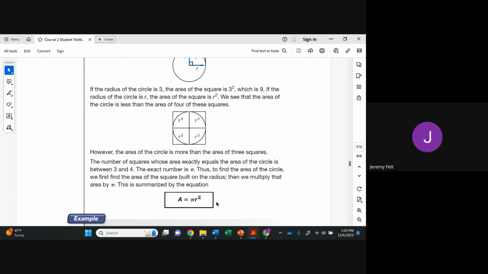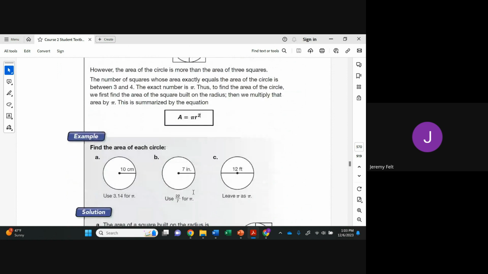So if we know the radius, we just plug it in. Or if we are given the diameter, we can easily find the radius because it's just half of the diameter. So plug in r, so r to the power of 2 times pi. We usually use 3.14 or 22/7, or just leave it as pi. But that is our equation.